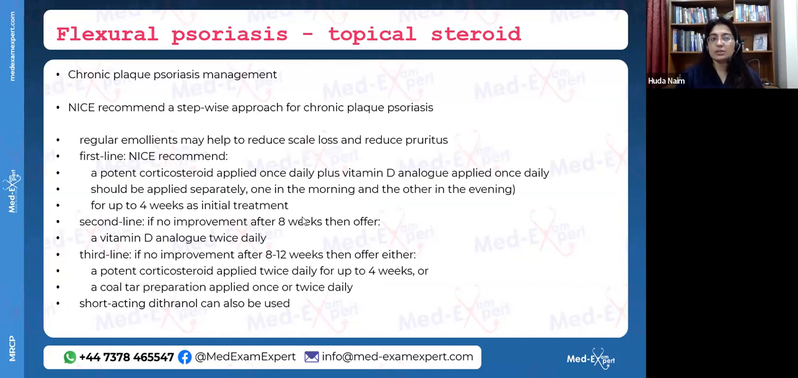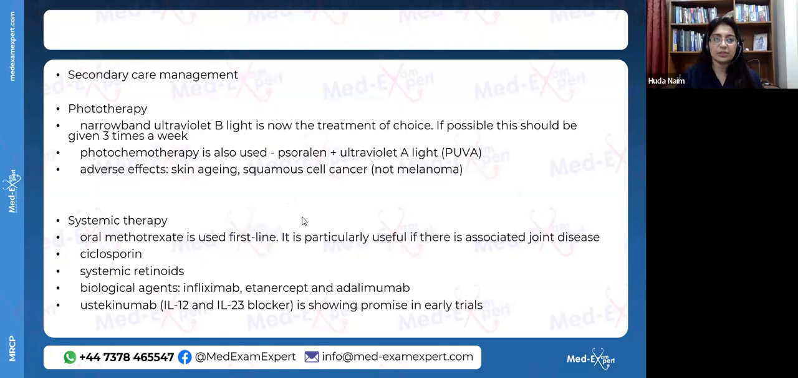First, you have to remember this entire regimen that is mentioned in your question banks as well. What is the first line treatment? How would you start the treatment? You would start with corticosteroids and add a vitamin D analog. And how would you continue it? You would use it for 4 weeks. In case it does not work, then you would increase the dose, you would increase the vitamin D analog twice, and so on and so forth. You really need to memorize all of this regimen.